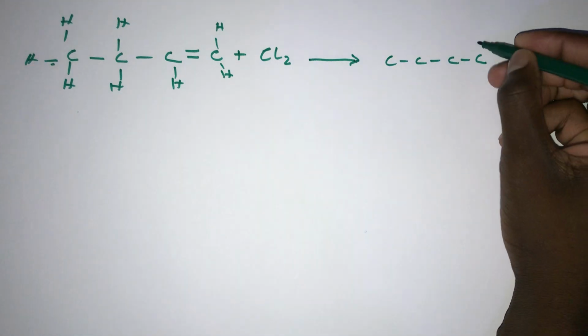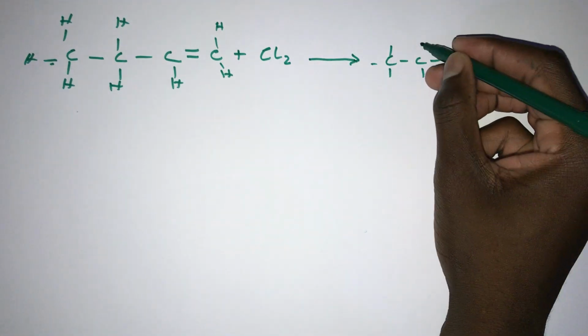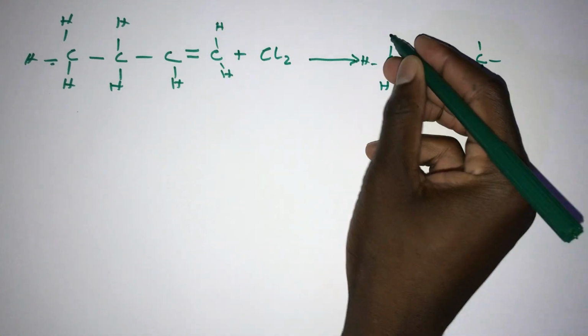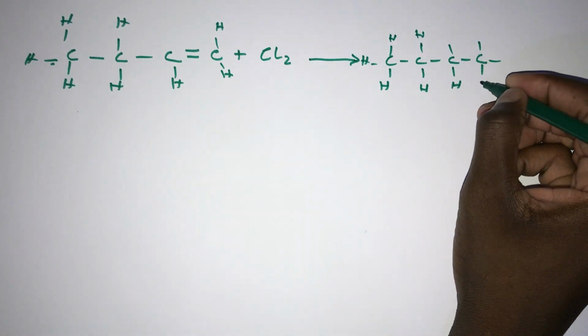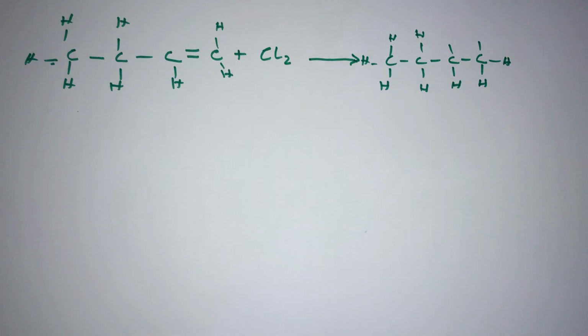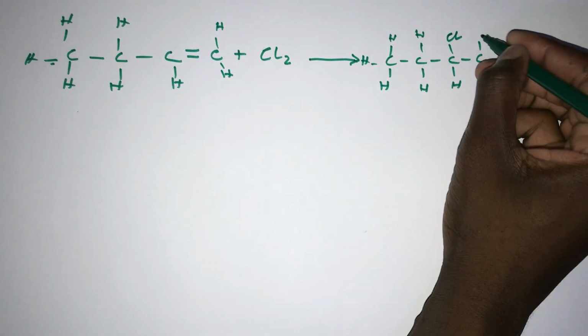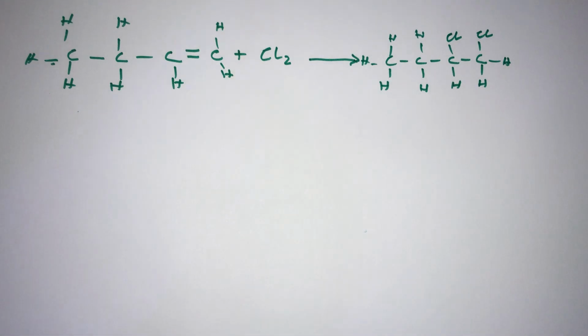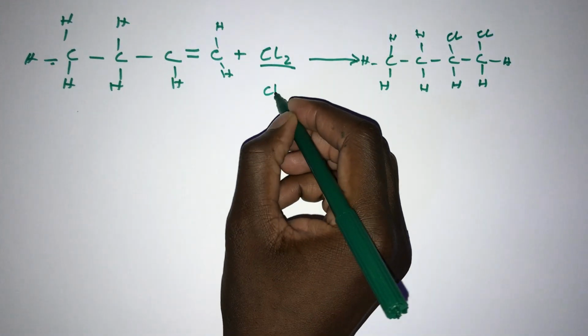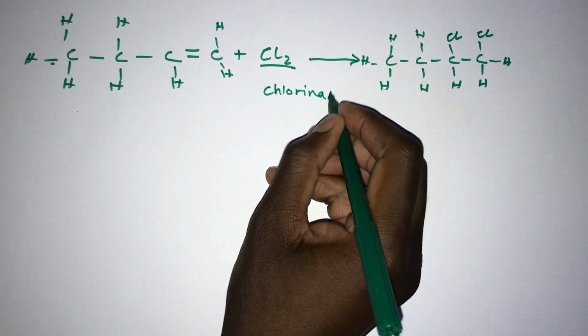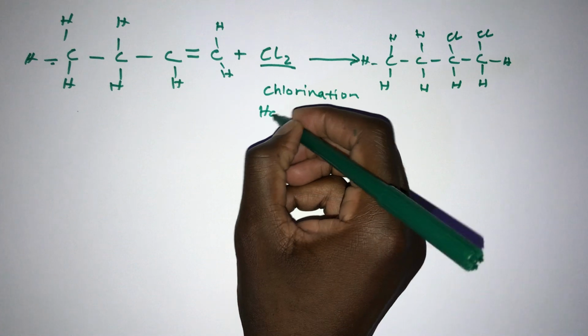So now the first carbon atom has 3 hydrogen atoms, the next has two hydrogen atoms, and then here we have one, here we have two. We're adding Cl2, so we can put the first Cl here and the second Cl here. Now let's check what type of addition reaction this is. First, what are we adding? Chlorine, right? So you can say this is chlorination, or you can say it's halogenation.